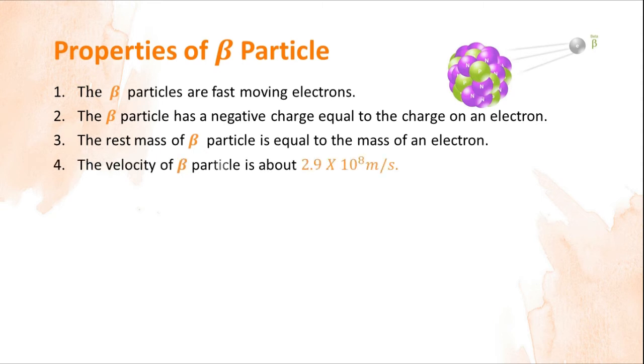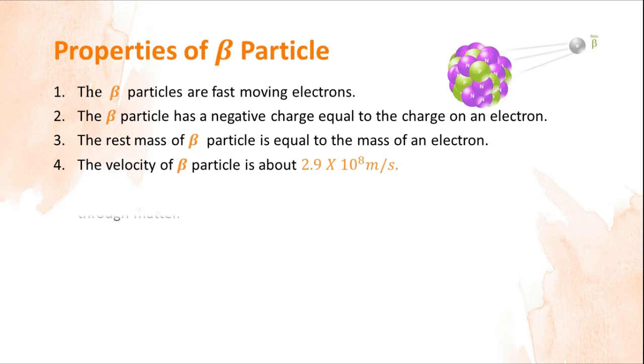The next property is that the velocity of beta particle is about 2.9 × 10^8 meters per second, which is nearly equal to the velocity of light. The velocity of light is 3 × 10^8 meters per second, but here it is 2.9. If you compare to alpha, that is 2.2 × 10^7.